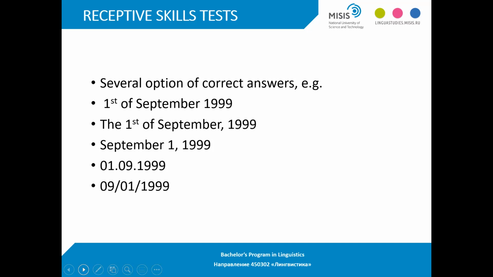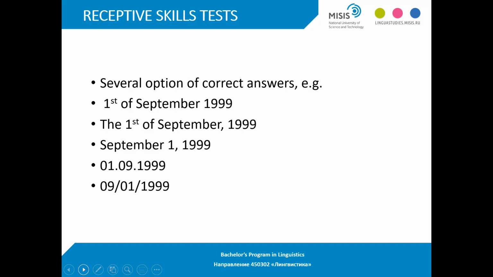So when teaching your computer system to mark such tests, you really have to think of all the possible options. Or, for example, if there is an address that you need to get from the listening test, again you can spell the whole word street, say High Street. You can use the abbreviation, the short form St, for example, and so on.